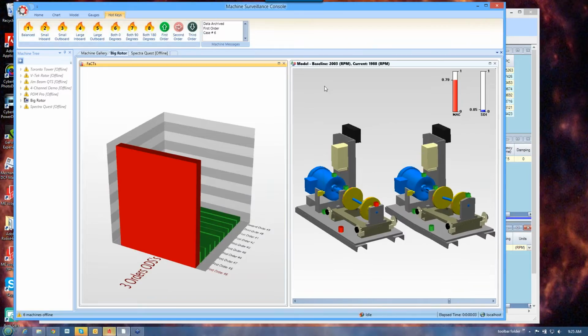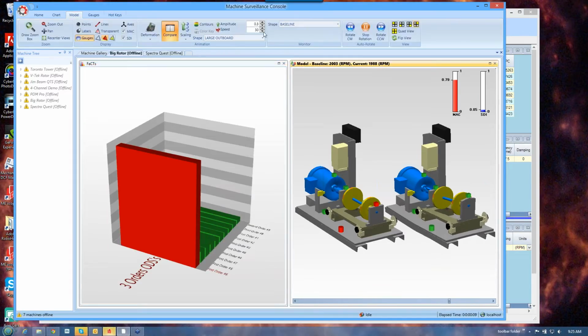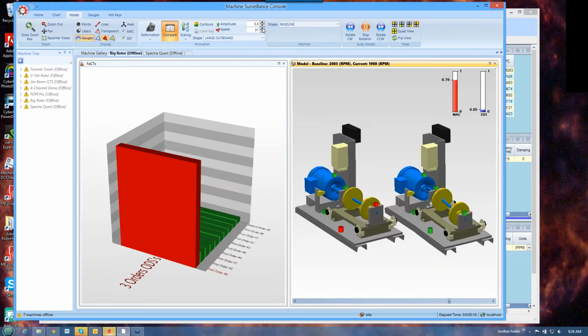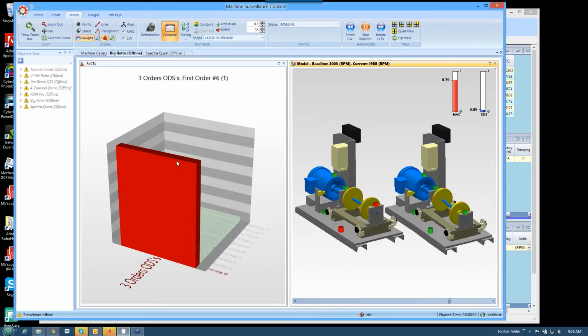We can change this speed a little bit here. Let me go to the model and click on that, and we can change the speed of animation a little bit. And you can see the amplitude there. So very similar, really the same calculations as going on in Emiscope, but now we're pulling data from the database where we can have literally thousands of snapshots of data. And here, first order, case number 6.